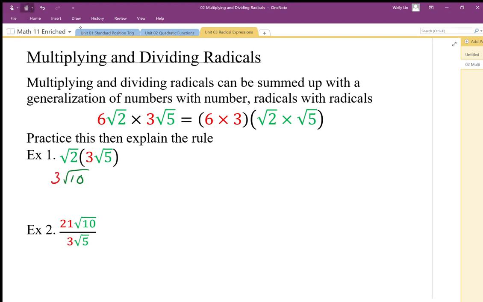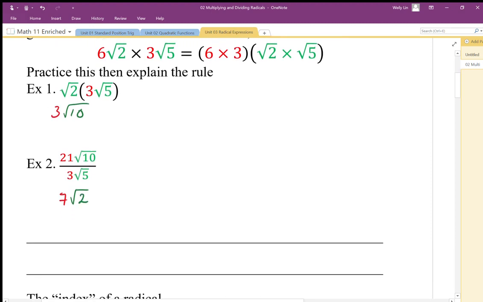So we do 21 divided by 3, we get the coefficient is 7, and we get square root 10 divided by square root 5, so we end up with square root 2. Okay, and then that will work. So why does this work? Essentially, we are just regrouping the multiplication and division.